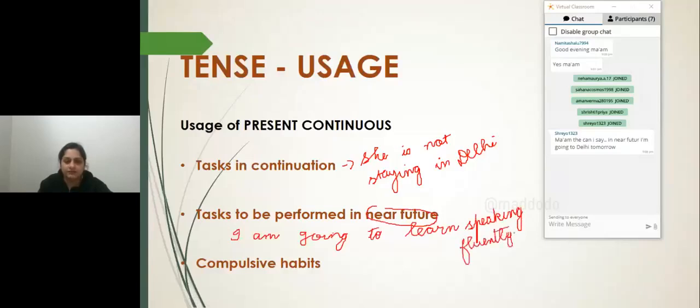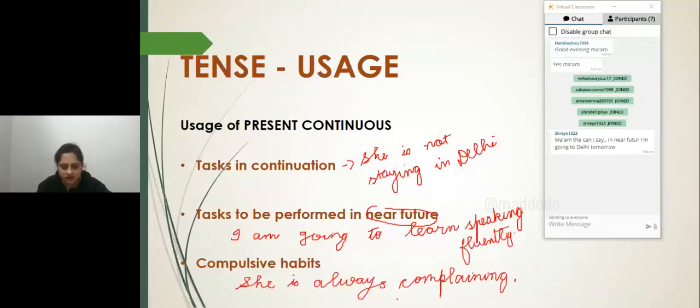Yeah. Compulsive habits, how they are used in present continuous. She's always cribbing. She's always complaining. That's a compulsive habit. We use this normally also in spoken English in conversation. She's always cribbing. She's always complaining, right? So it's a compulsive habit we are mentioning. Someone's compulsive habit, you can say it is in continuous, right? Is it clear?